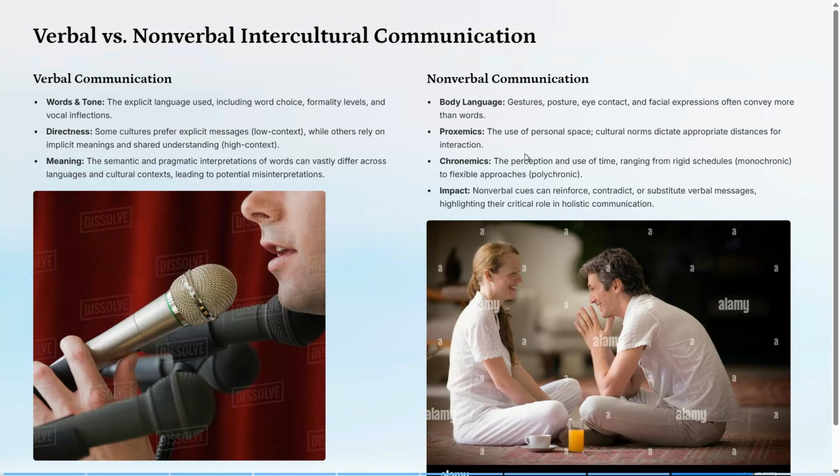Nonverbal communication could include gestures, eye contact, facial expressions, posture, personal space, and the use of time. These signals often carry more meaning than words and can easily cause miscommunication. For example, eye contact can be a sign of respect in one culture, but a sign of disrespect in another one.